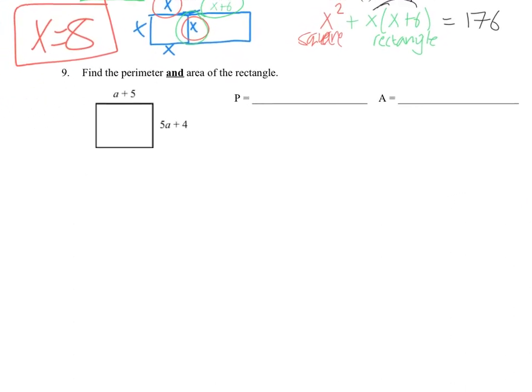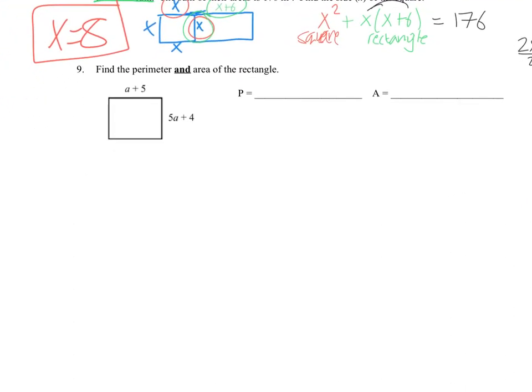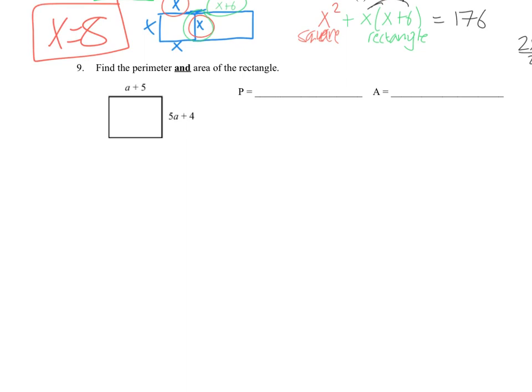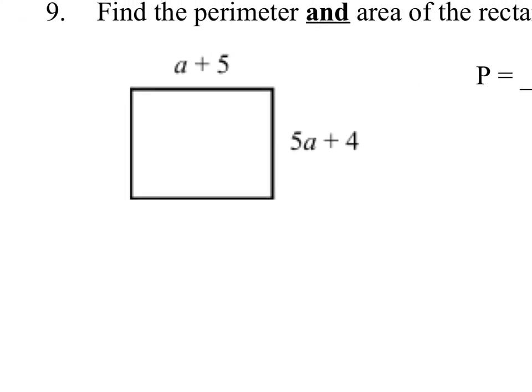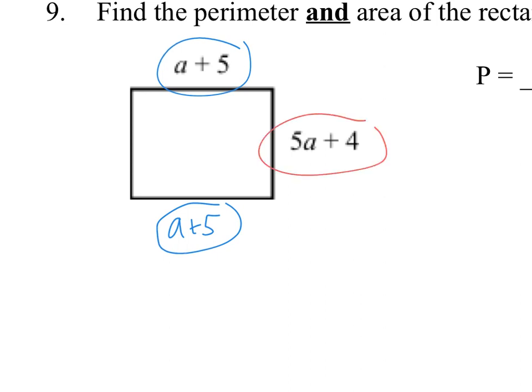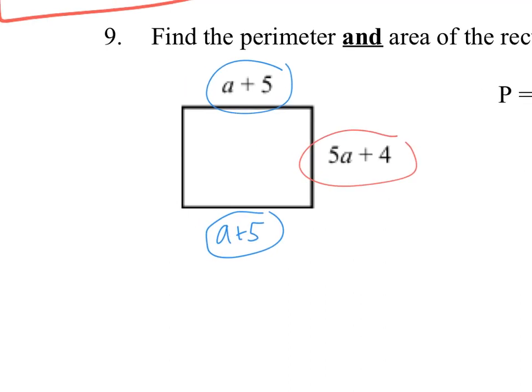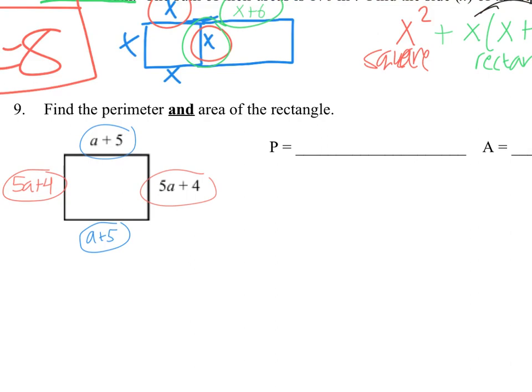Okay, number 9, find the perimeter and area of the rectangle. I'm just going to set this one up for you. You're more than capable of doing this one. Since it says it's a rectangle, this side is equal to a plus 5. This is 5a plus 4, so the opposite side is equal to 5a plus 4 as well.